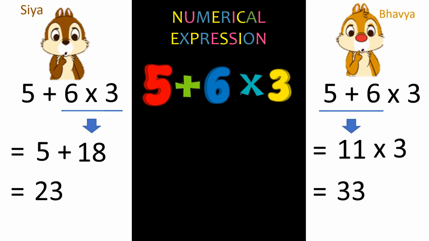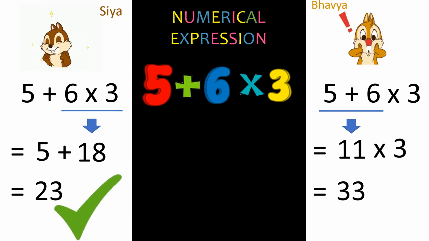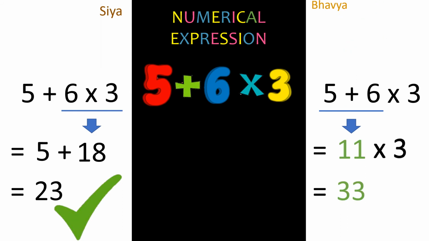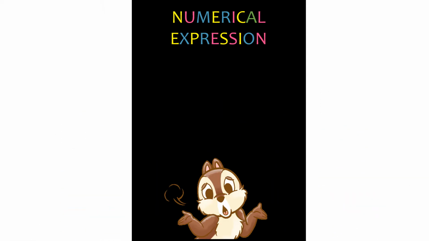See, Sia and Bhavya have got different answers. But in maths, we cannot have two different answers for the same expression. So the correct answer is 23. Let's find out where Bhavya went wrong. She did 5 plus 6, which is 11, that is correct, and 11 times 3 is 33, that is also correct. So where did she go wrong? Well, the problem lies in the order in which Bhavya did these operations. Bhavya did the addition first, followed by the multiplication. So you may be wondering, how do we know what operation comes first and what comes next?